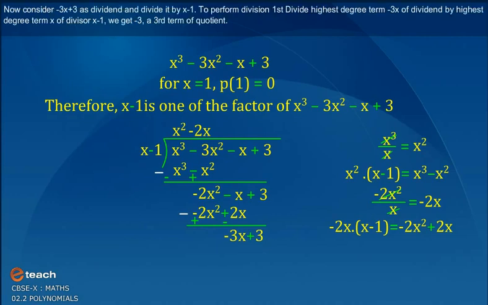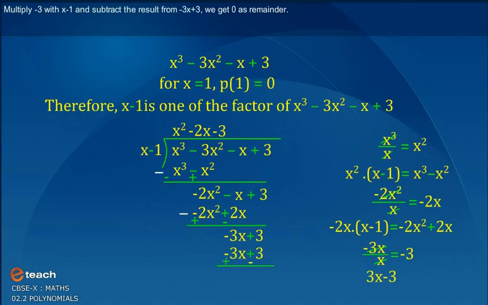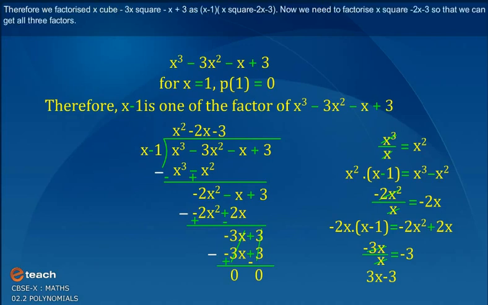Now consider minus 3x plus 3 as dividend and divide it by x minus 1. To perform division, first divide highest degree term minus 3x of dividend by highest degree term x of divisor x minus 1. We get minus 3, a third term of quotient. Multiply minus 3 with x minus 1 and subtract the result from minus 3x plus 3. We get 0 as remainder.